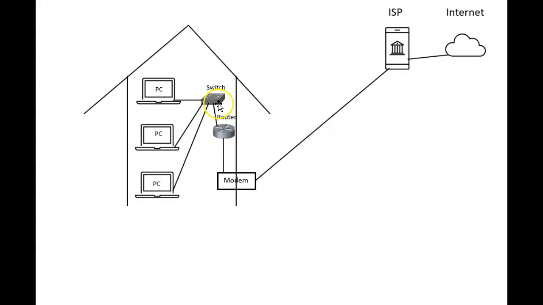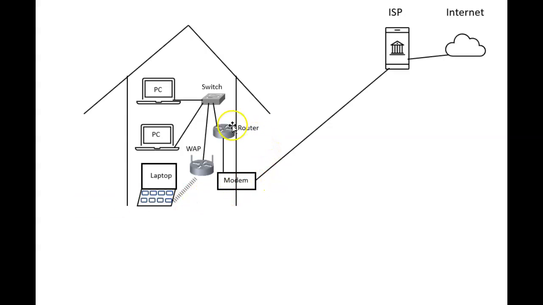And so we use a switch. A switch allows multiple connections to the same network. And remember, on a router, each port on a router is a different network. So you've got one network coming off this way to the modem, and then the internal or private network coming off on this side of the router over here.